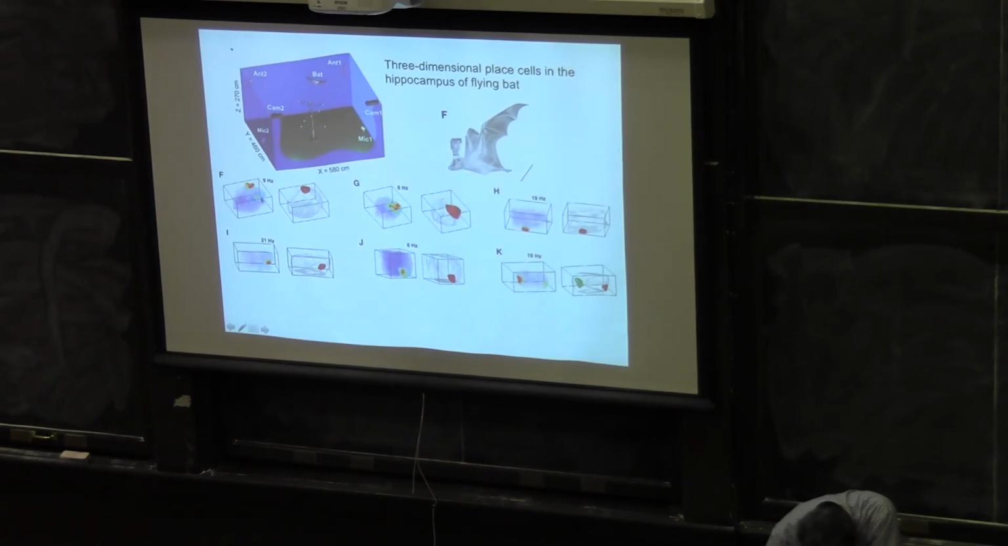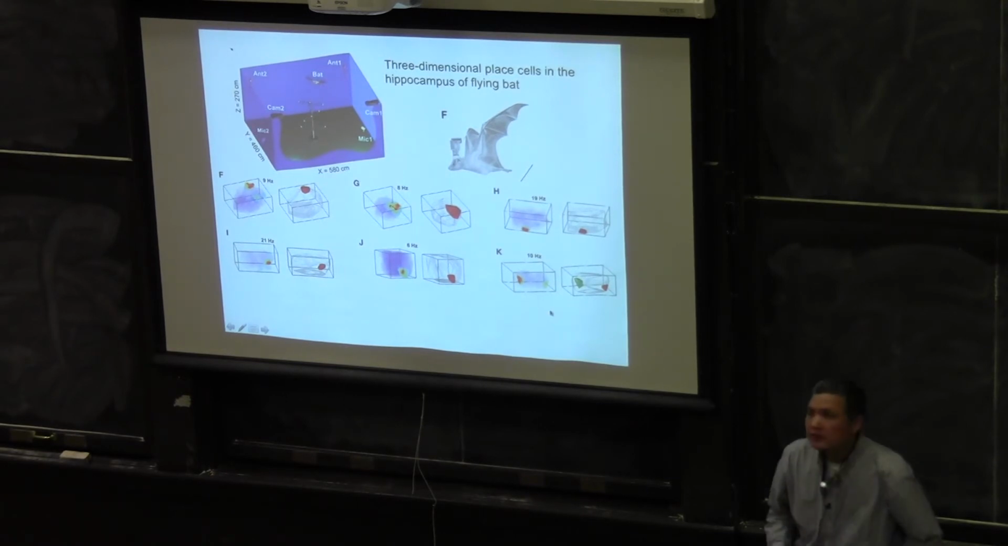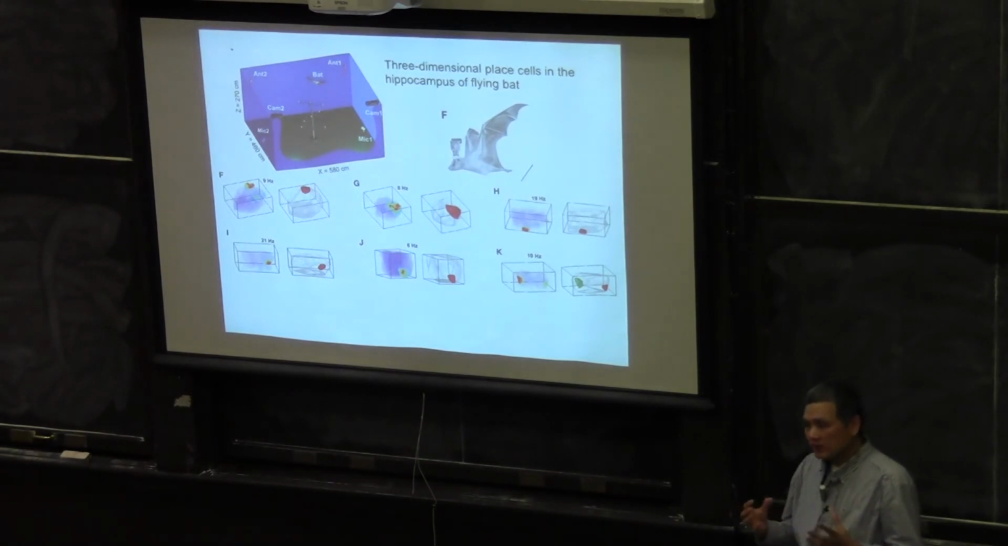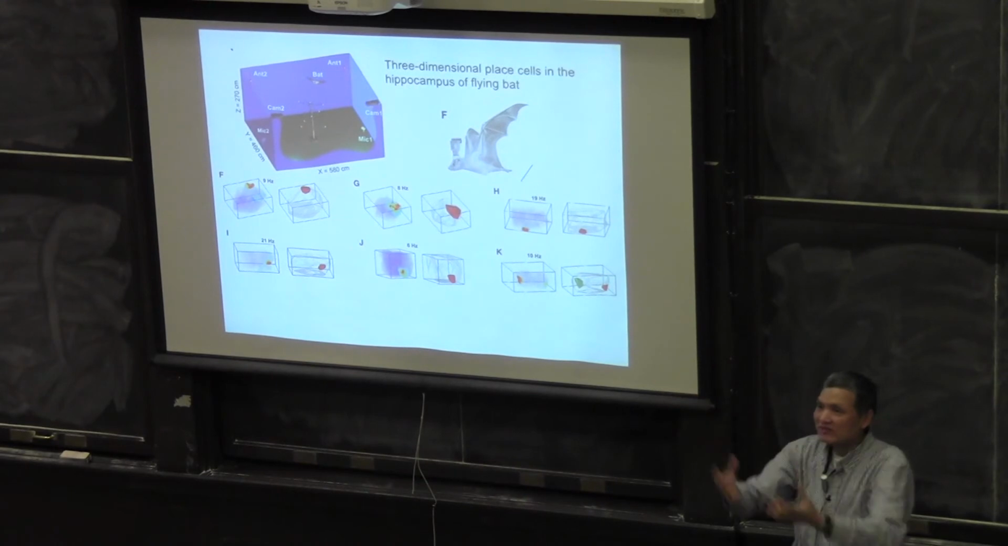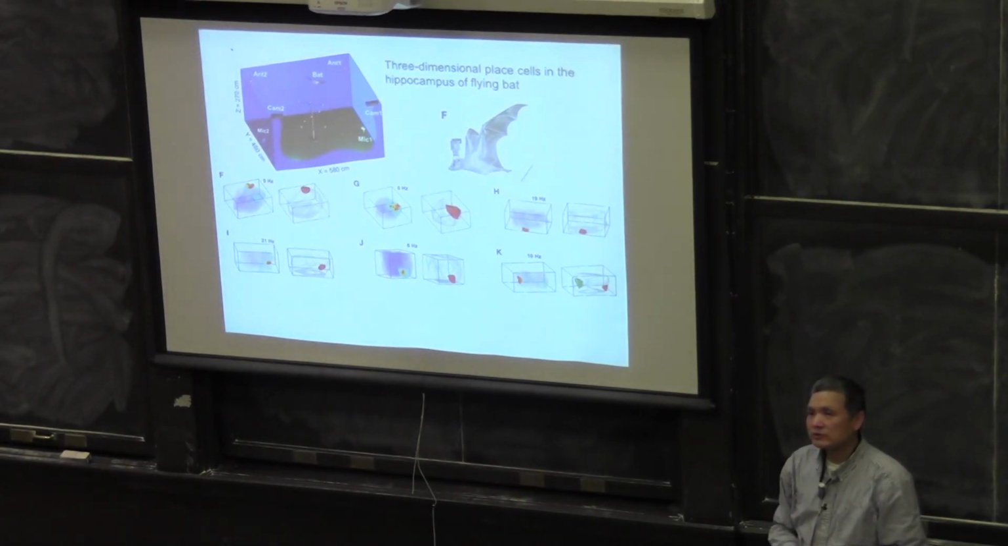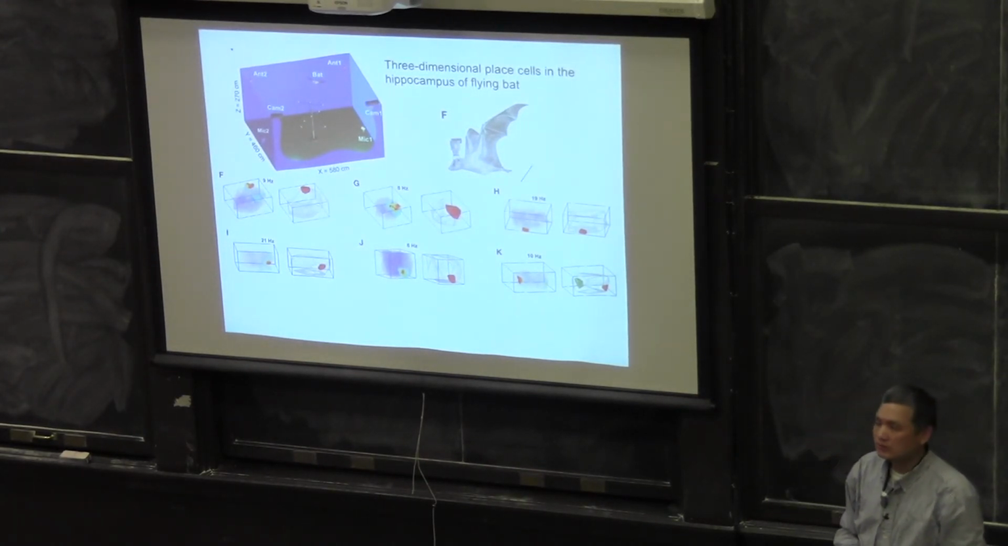The cell likes this location. Right? So the cell likes this location and so on. So this really is a 3-dimensional representation of space. So the cells in the hippocampus in the flying bat, they like some particular location in a 3-dimensional room. Right? It's really this works in 3D as well. Right?